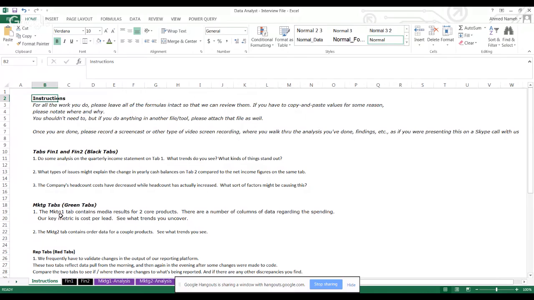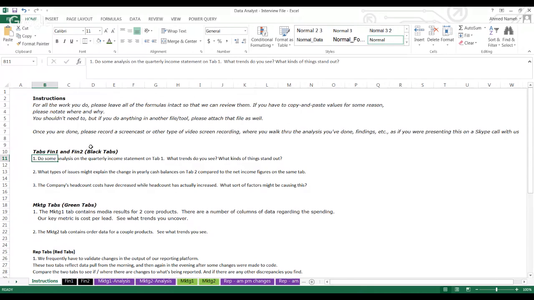File/exercise. As you can see on this tab, the instructions are provided alongside a few exercises/questions. I will be going through them in order from first to last. They each deal with tabs that are in chronological order, essentially.